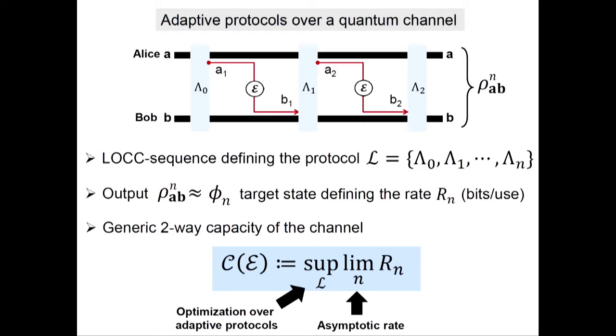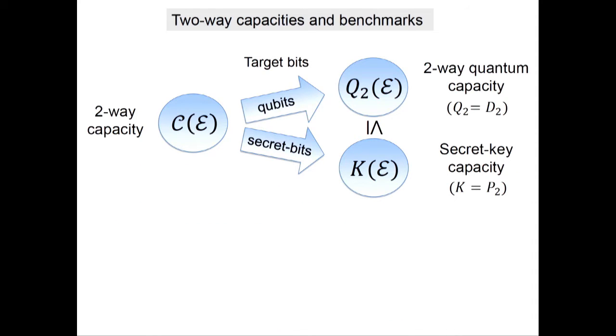Clearly, this is a general definition. We need to give it an operational meaning, so we need to specify the task. This means to specify the target state of the protocol. So, for example, if the target bits are quantum bits, the two-way capacity is the two-way assisted quantum capacity of the channel. Whereas if the target bits are secret bits, Alice and Bob are implementing quantum key distribution, the two-way capacity is the secret key capacity of the channel.